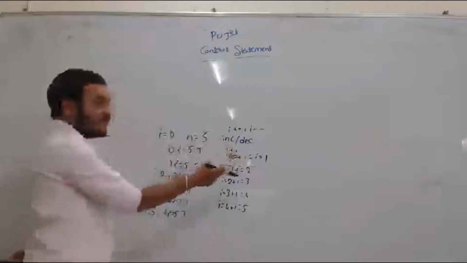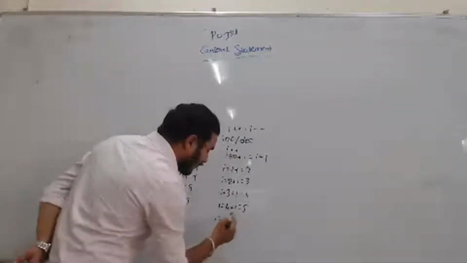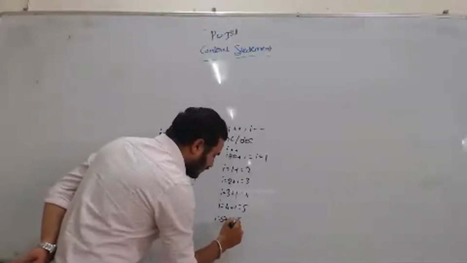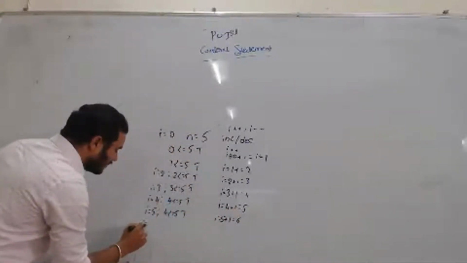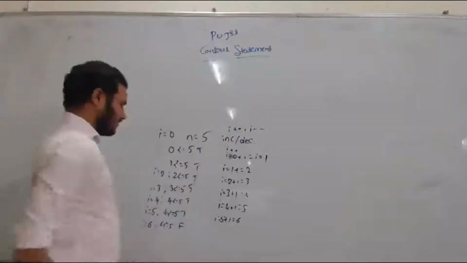Again the value is checked and incremented, and it goes to the next statement. Then i is now 5, 5 plus 1 is equal to 6, so the value of i becomes 6. Now 6 less than or equal to 5, the condition becomes false.